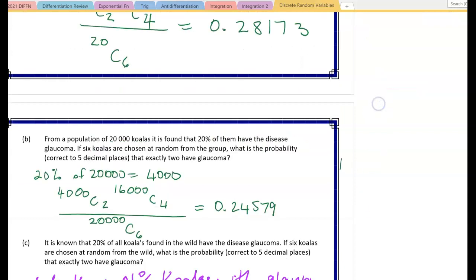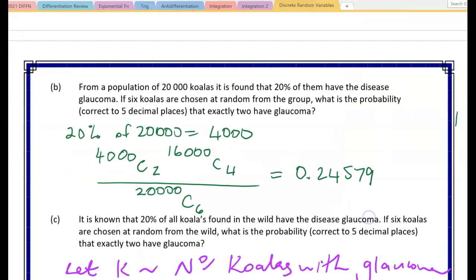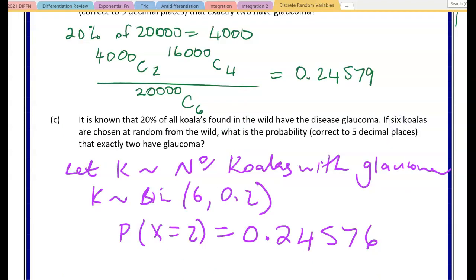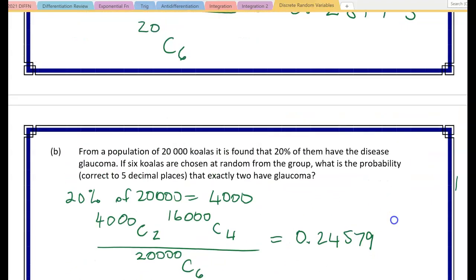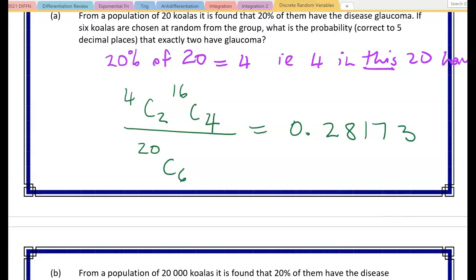The next one is actually the same, except there's 20,000 as opposed to 20. And the reason why I gave you this one is to show you that when you've got such a large number, it kind of makes not much difference. Exactly. So when you've got such a large number here, you can see how close those answers are in comparison to this one, where there was a bit of a difference, at least to the second decimal place.